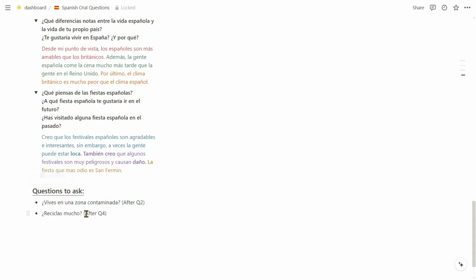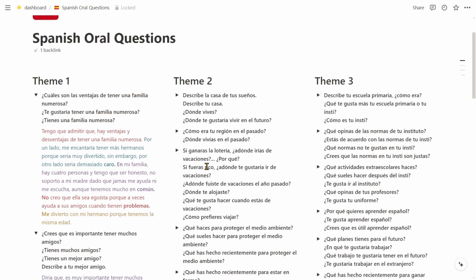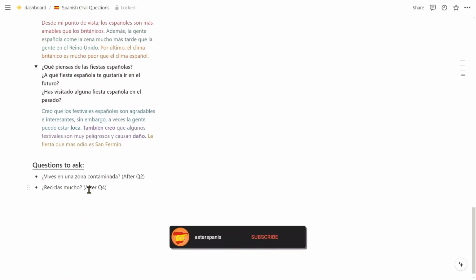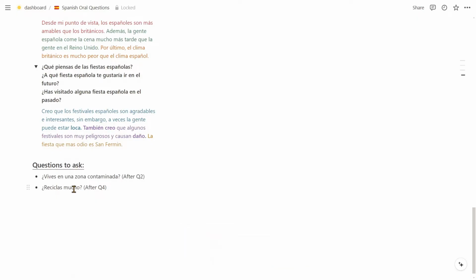And then here at the very bottom below all of my questions, I've put 2 questions to ask the examiner. So in the conversation, you will have 2 themes, and somewhere in between those 2 themes, you will have to ask at least 1 question to your teacher. So here I've pre-written 2 questions. For example, I think both of these are theme 2. So after I read out question 2, this one here, I will ask the teacher, ¿vives en una zona contaminada? This will help me remind myself I need to ask these questions. I've pre-planned them as well.